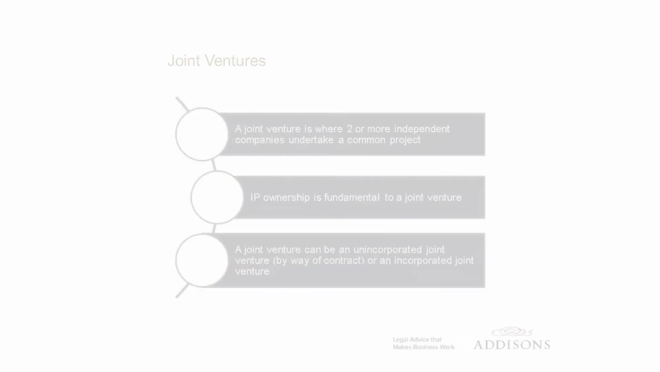We'd now like to talk about joint ventures, and joint ventures are where two or more independent companies undertake a common project. And you can have an unincorporated joint venture, which is basically where the two companies enter into an agreement and the agreement actually sets out the contractual arrangements. Alternatively, you can have an incorporated joint venture, so the two parties actually hold shares in the JV entity.